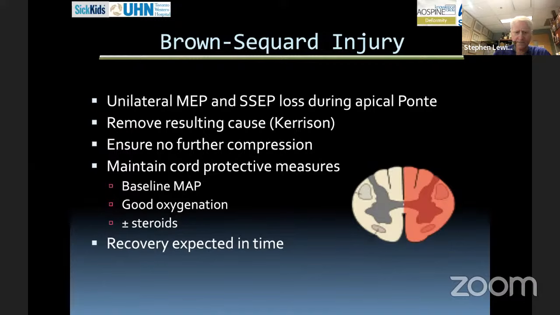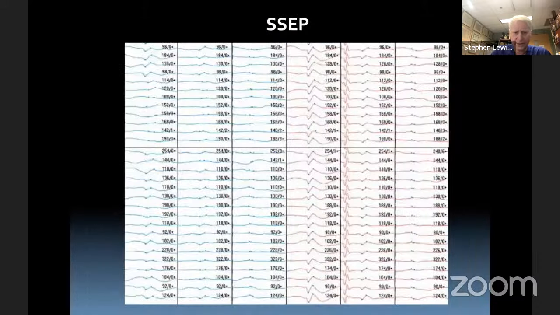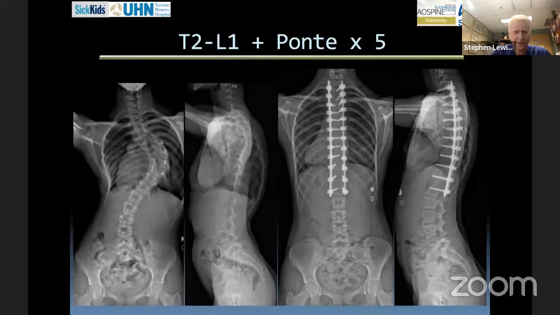And so usually we relieve the pressure, make sure the blood pressure and oxygenation are good, and consider if you want to give steroids. In our experience, you can see that we had a gradual increase in the signal. So the blue is the left side. You can see some signal starts coming back within about 10 minutes, and it gets stronger and stronger. And then the SSEP changes, and we started having some recovery coming back as well. So we had a bad 10 minutes, but the patient came out nice, and we were able to continue with the surgery and get maximum correction for her.